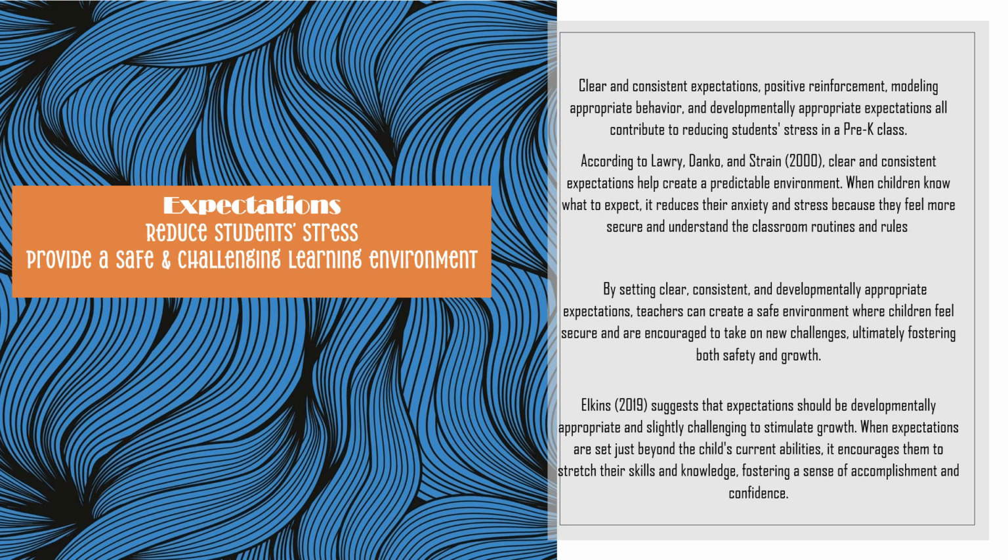Okay, so we're going to do another two. So reduce student stress and then also provide a safe and challenging learning environment. Again, the first two are for the first one, the second two are for the last one. So reduce student stress, obviously clear and consistent expectations, positive reinforcement, modeling appropriate behavior, and developmentally appropriate expectations all contribute to reducing stress in a pre-K class.